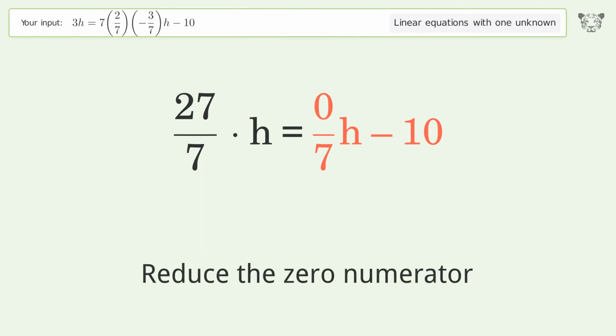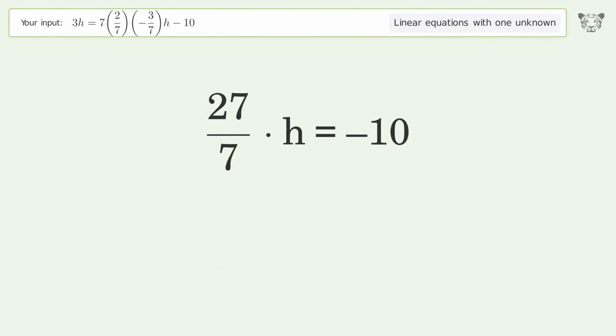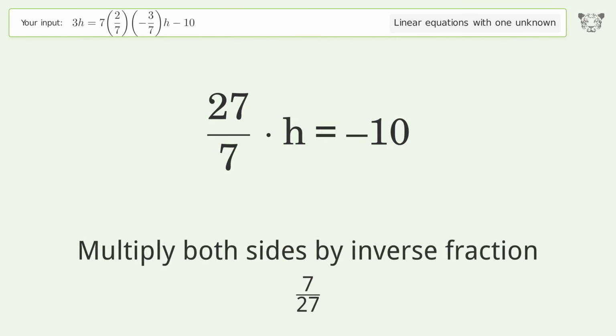Reduce the zero numerator. Simplify the arithmetic. Isolate the h. Multiply both sides by inverse fraction 7/27.